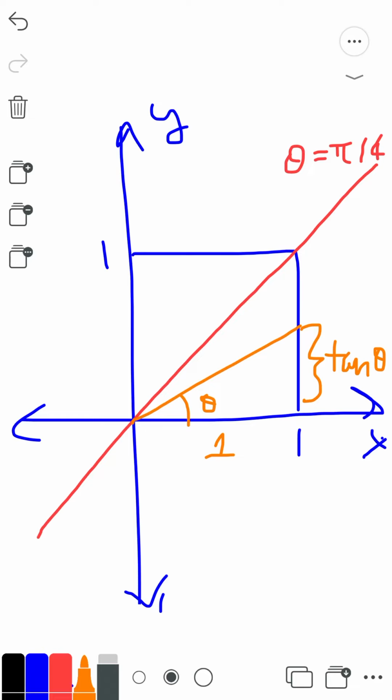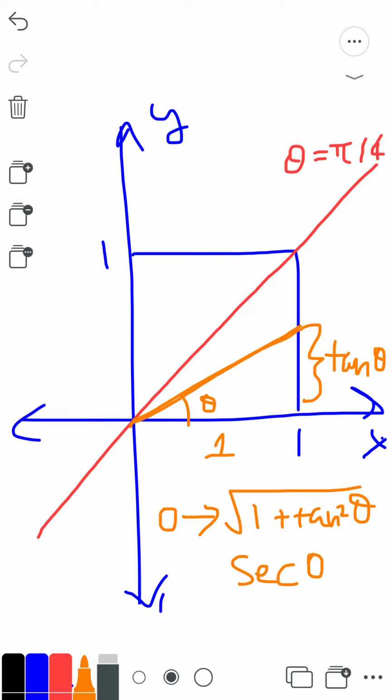So for theta between 0 and pi over 4, which is basically in the lower triangle here, r will start from 0, and it will go to this whole length, which, using the Pythagorean theorem, is equal to the square root of 1 plus tangent squared theta. And 1 plus tangent squared theta is secant squared, and the square root of secant squared is secant theta. So r will go from 0 to secant theta. And that is for theta between 0 and pi over 4.